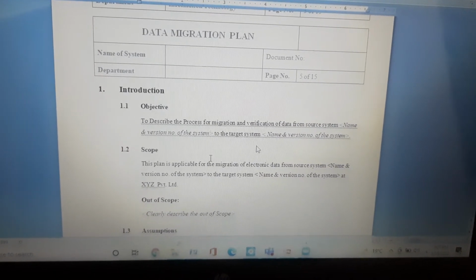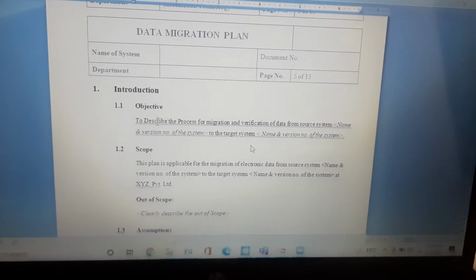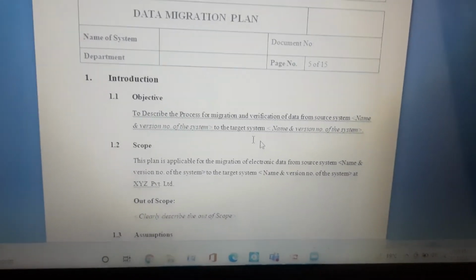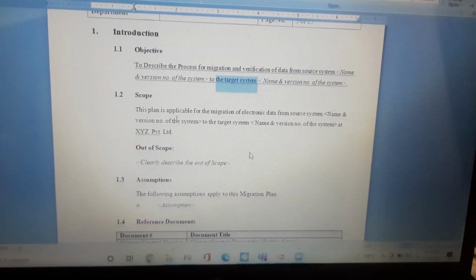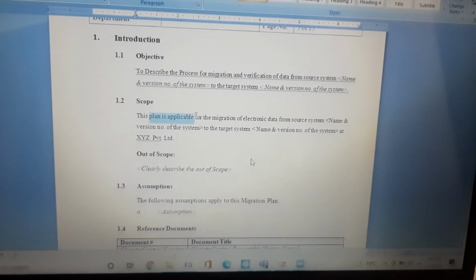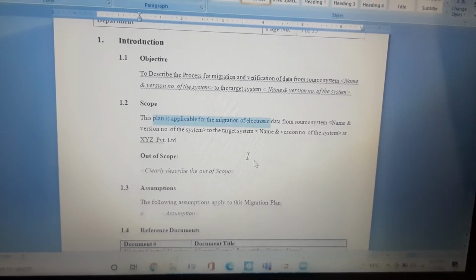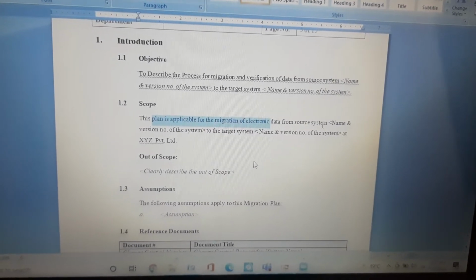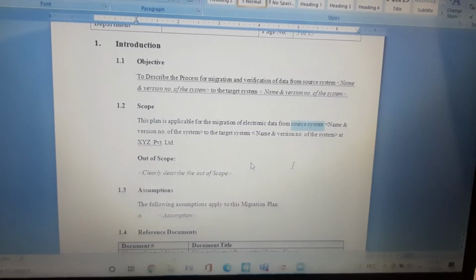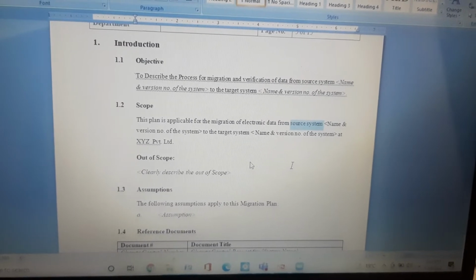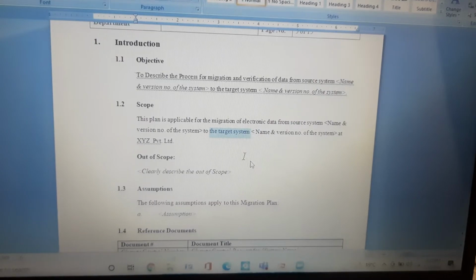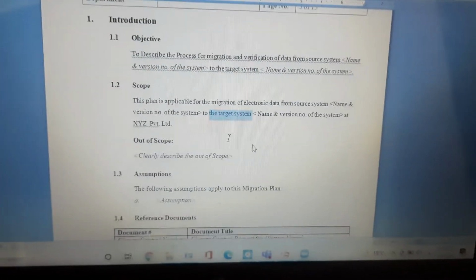The objective of the document is to describe the process for the migration and verification of data from the source system to the target systems. The scope of this plan is applicable for the migration of electronic data from the source systems to the target systems. So here the source system is the older system from where we are going to migrate the data, and the target system is the new system where we have migrated the data. This is the new system.